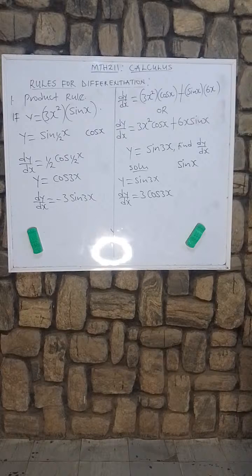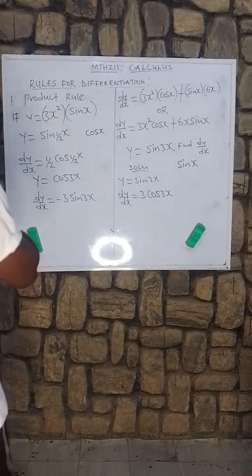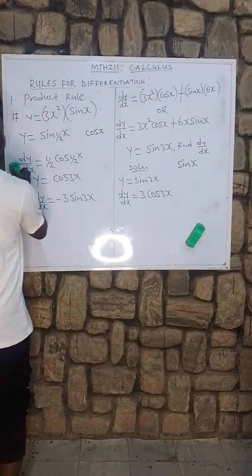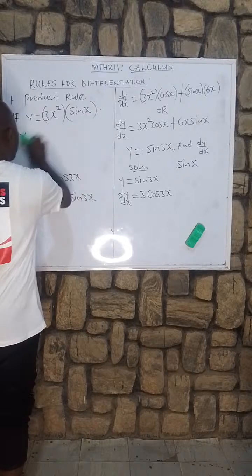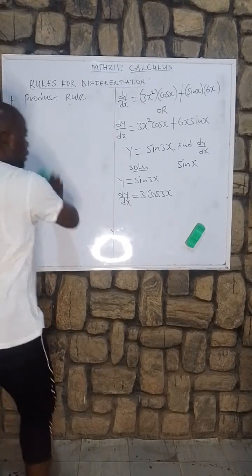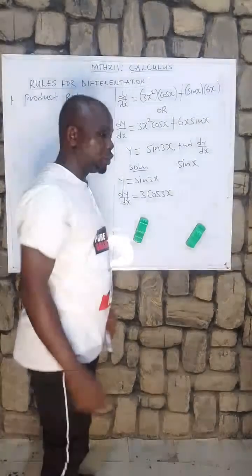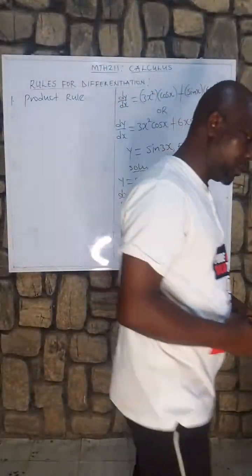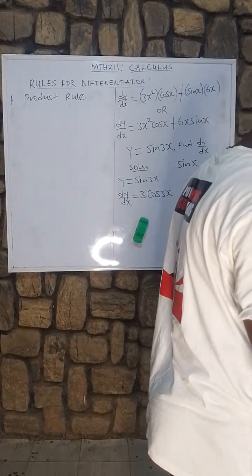Okay, so we can proceed, right? Okay, let us proceed. Clear this. Let us proceed. We are still under product rule. Let's proceed to solve one problem here.